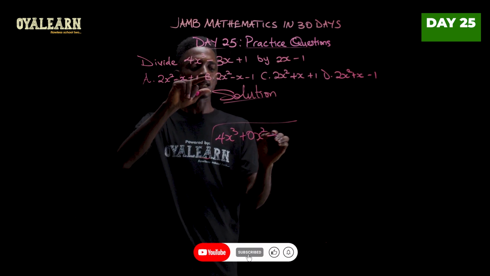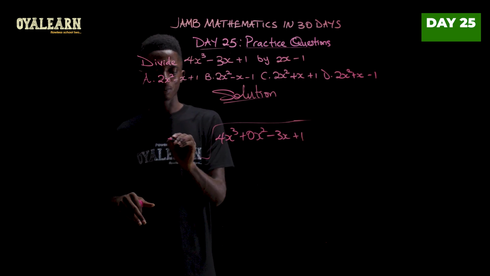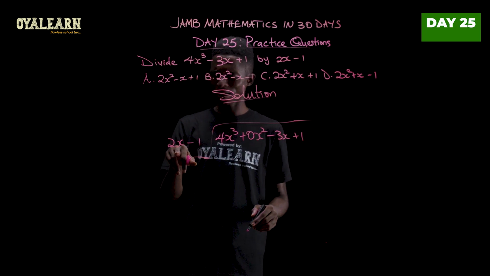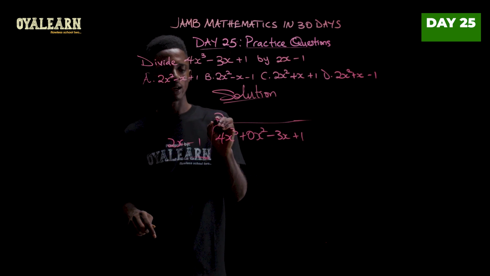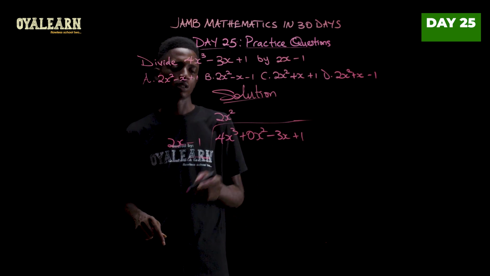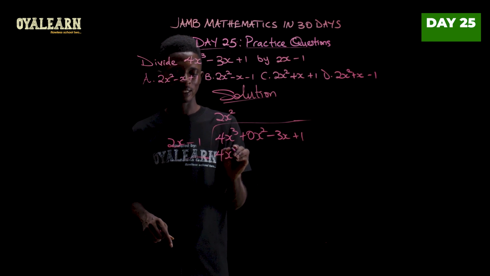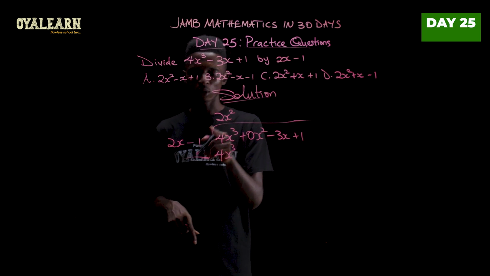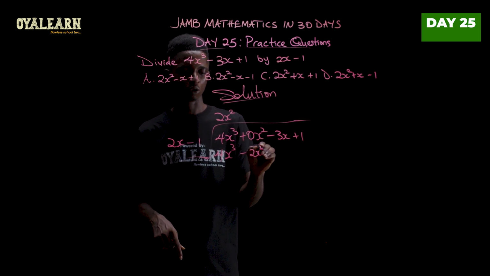So then we follow up and say minus 3x plus 1. Now we are dividing this by 2x minus 1. Now what multiplied by 2x will give us 4x cubed? That will be 2x squared. So 2x squared times 2x will give us 4x cubed, right? Now 2x squared multiplied by minus 1 will give you minus 2x squared.